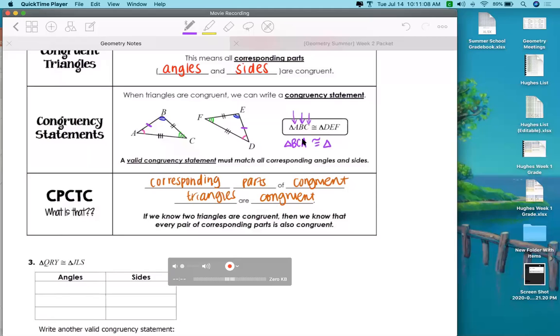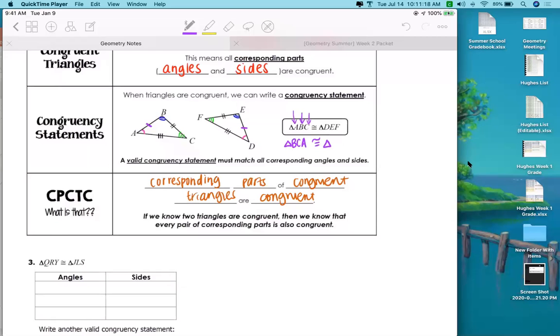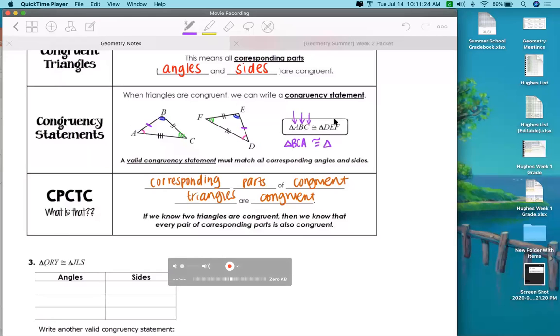What was the question? If I have BCA, then what would this be congruent to? Because I start with the middle, last, and first. So how would you write yours? Ryan, we're talking about this part right here. So I need these 3 letters.